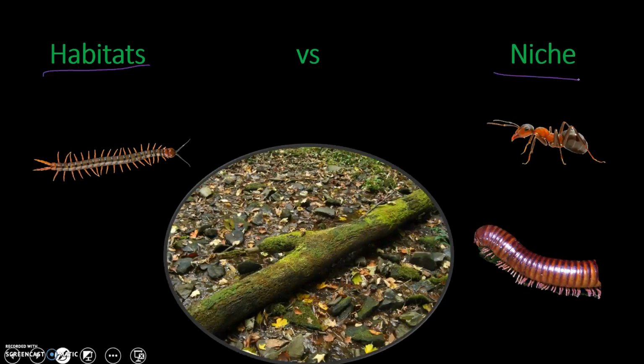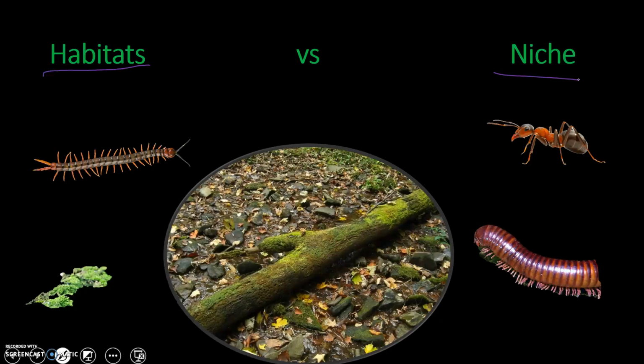A centipede also would live in the same habitat. However, a centipede is actually a predator. It's going to fight off other insects such as beetles. And lastly, the moss growing on that log, its niche would be to help decay that rotting log and return that organic material back into the soil.